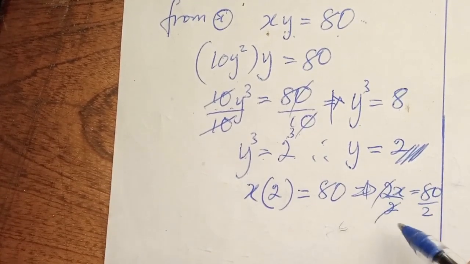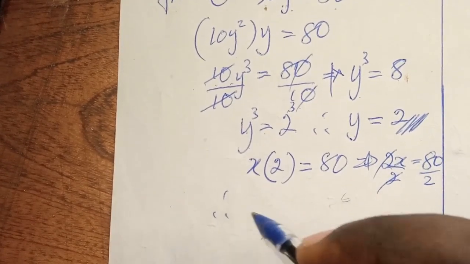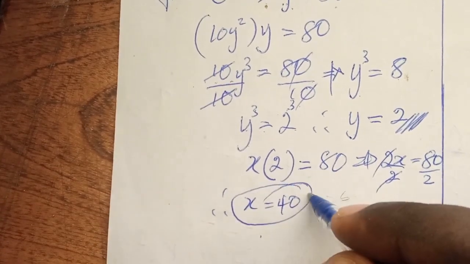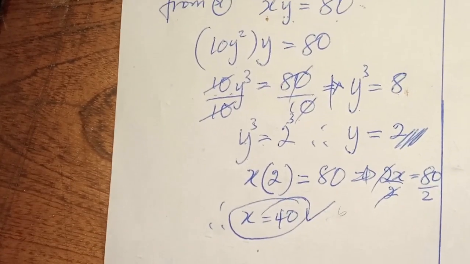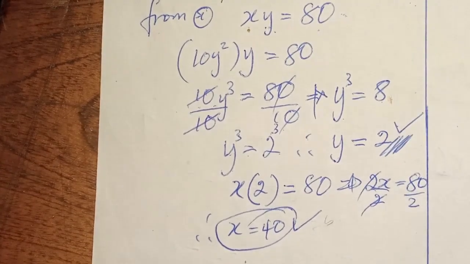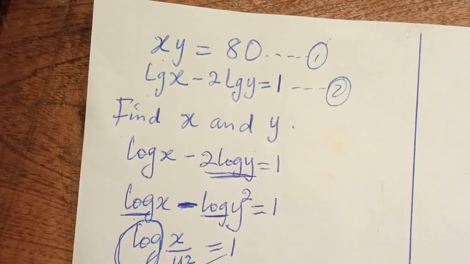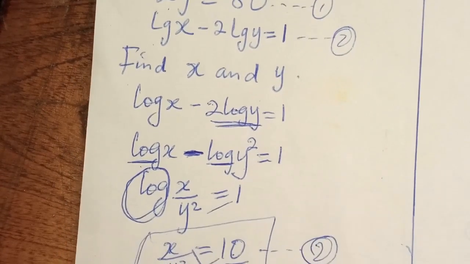This 2 will take off. So x will be 80 divided by 2, which is 40. In other words, this therefore means that x is equal to 40. So the value of x is 40 and the value of y is 2. That is the expression in terms of these. As you can see, this logarithm expression, xy equal to 80, or log of x minus 2 log of y equal to 1. So those are the answers as you have seen.